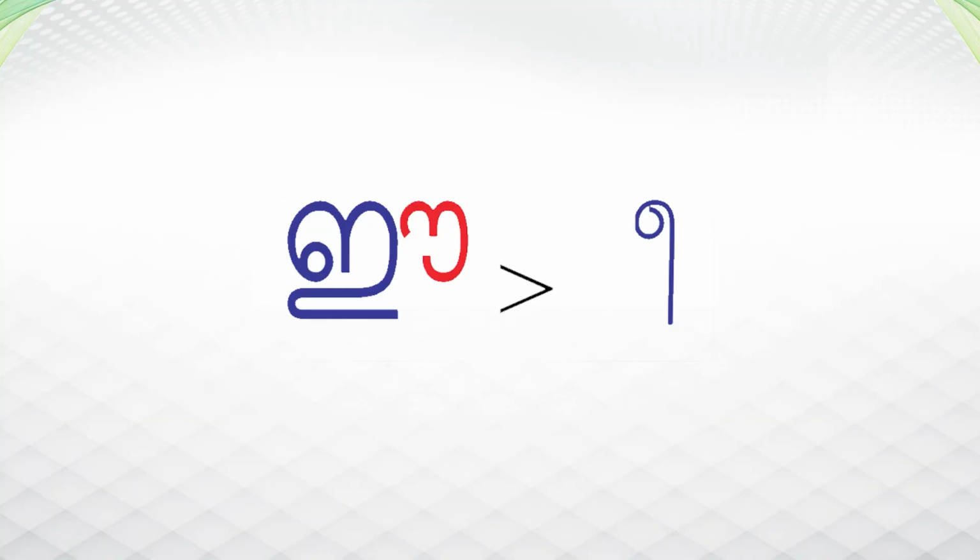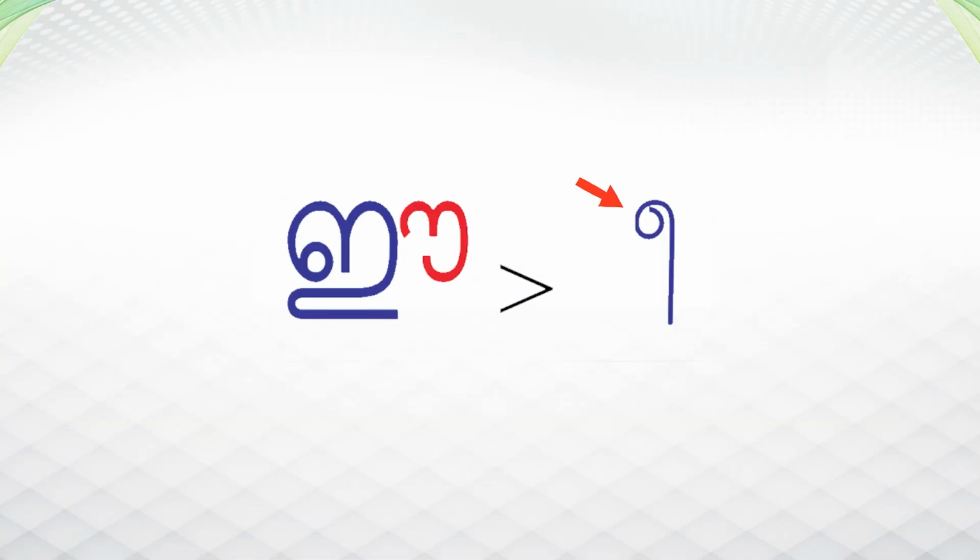Let's move to the last one. It is long E, the longer counterpart of short E. Like the previous symbols, this also starts from up and stops down. Add the symbol after the letter like earlier. Let's add this long E secondary symbol along with the consonant letters.